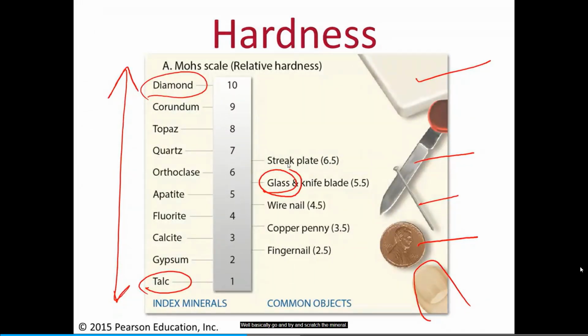So how does this work? Well, basically go and try and scratch the mineral. Start with either the hardest or the softest and then work your way towards the other end of the scale, and eventually you'll get stuck somewhere in the middle.